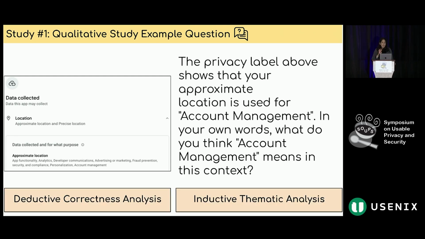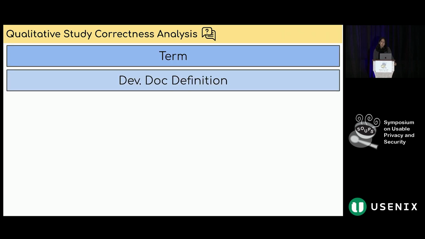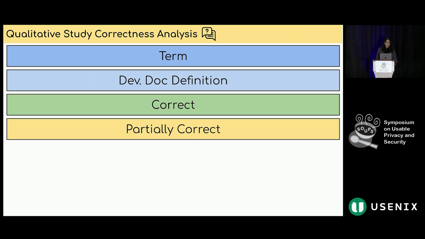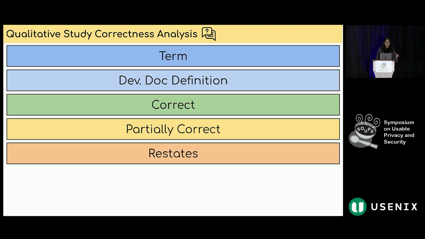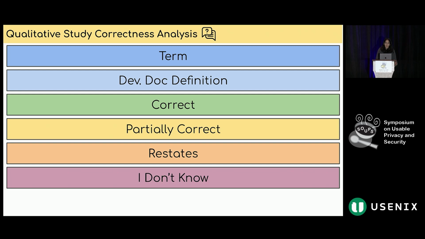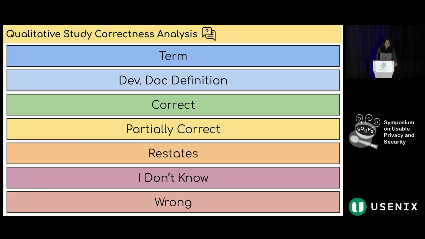In order to analyze the data that we got from this, we conducted 2 separate analyses. One was a deductive correctness analysis, and the second was a more inductive thematic analysis. In order to analyze the correctness, we coded all of the responses as either correct, partially correct, a restate of the term itself, another way of saying I don't know, or completely wrong.